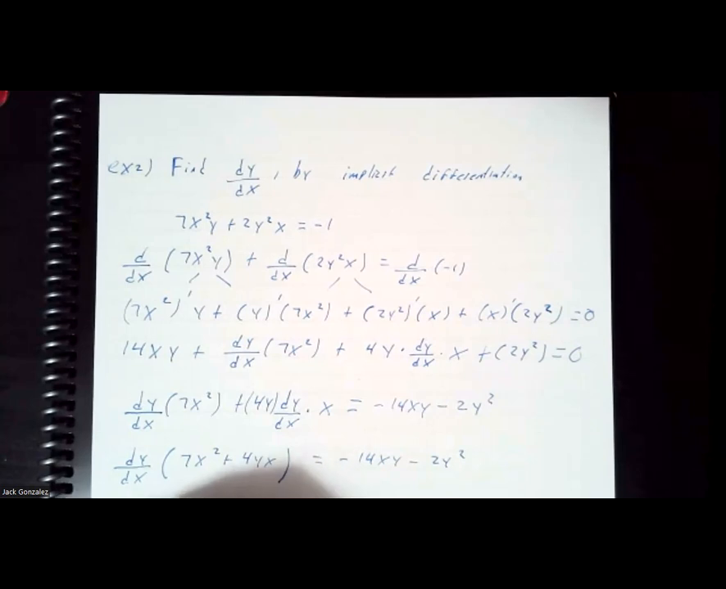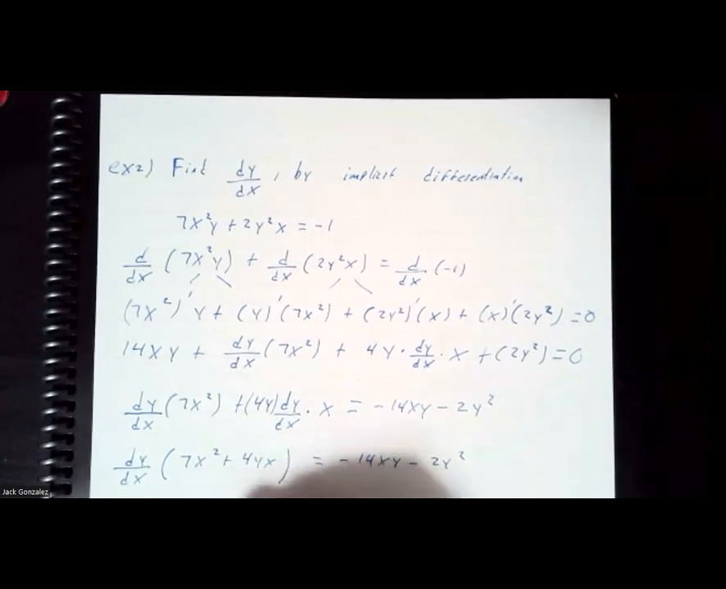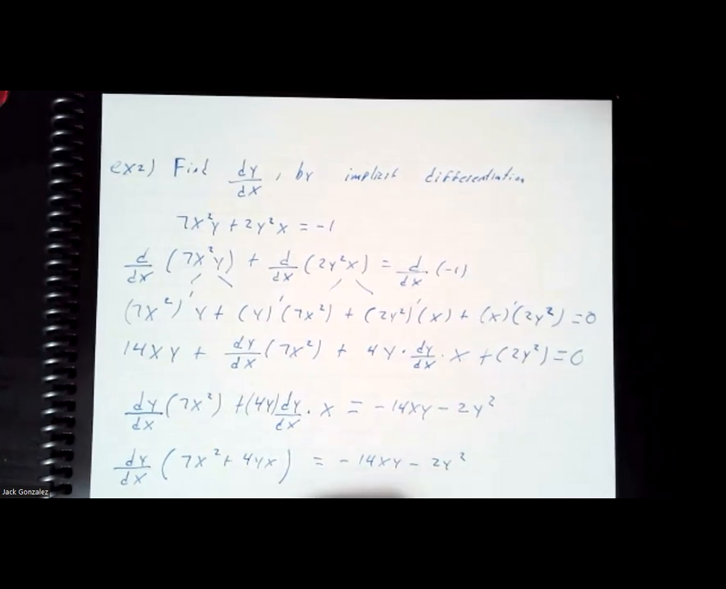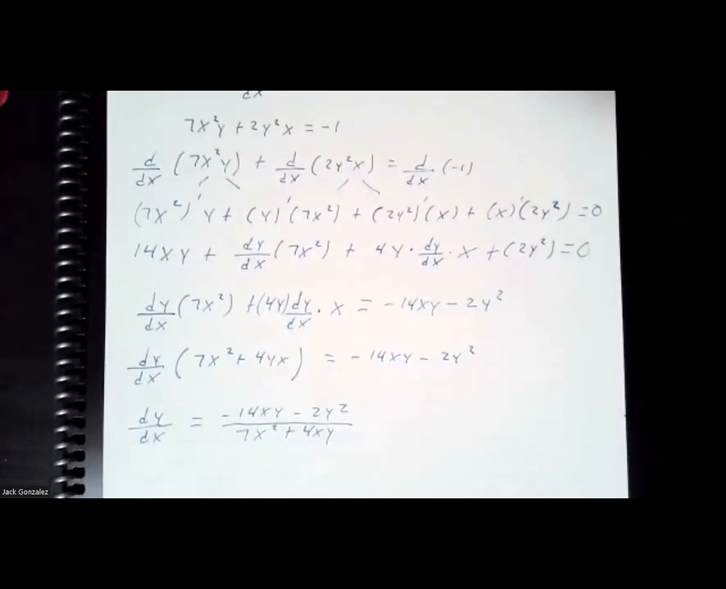So once you divide, you will get dy dx equal to negative 14xy minus 2y squared over 7x squared plus 4xy. Sounds good. And any issues with the steps or the algebra?